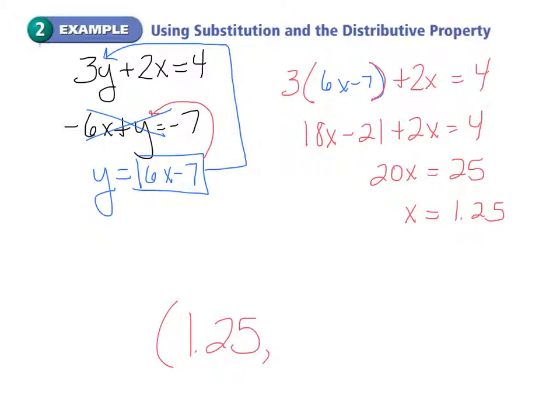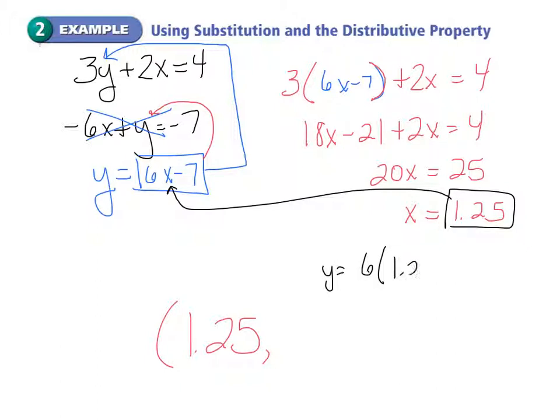I now plug it in. Now you can plug it in here to the first equation or here to the second equation. Personally, if you're trying to find y and right here is already by itself, I would take this x and plug it in right here. That gives me y equals 6 times 1 1/4 minus 7. Well, if you solve that, 6 times 1 1/4 minus 7 would give you a half.